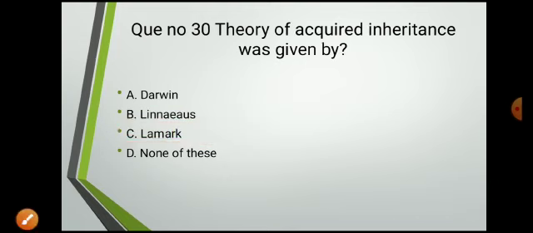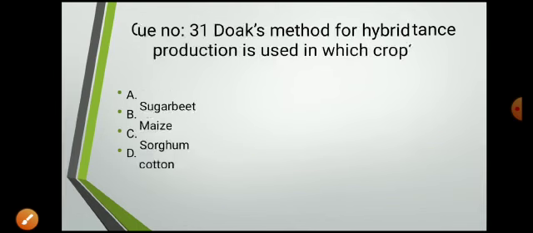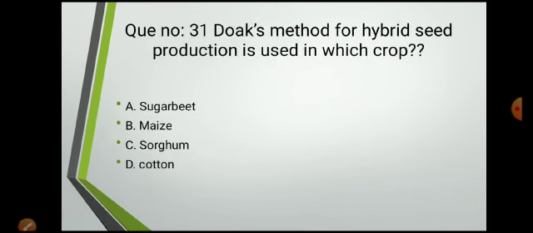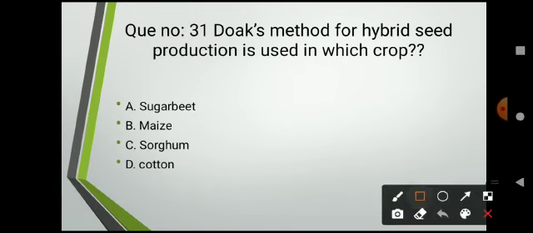Next question, question number 31. The Dock's method for hybrid seed production, it is used in which crop? And the options are sugar beet, maize, sorghum, and cotton. The correct option is option D, that is cotton. In case of cotton, we are using the Dock's method for hybrid seed production.